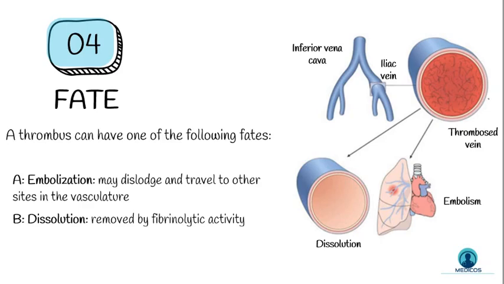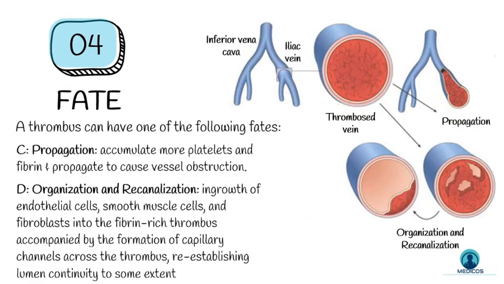The second one is dissolution or resolution, and in this fate, the thrombus may be removed by fibrinolytic activities. And the third one is propagation, in which a thrombus may accumulate more platelets and fibrin, and they propagate to cause vessel obstruction. And the last one is organization and recanalization.